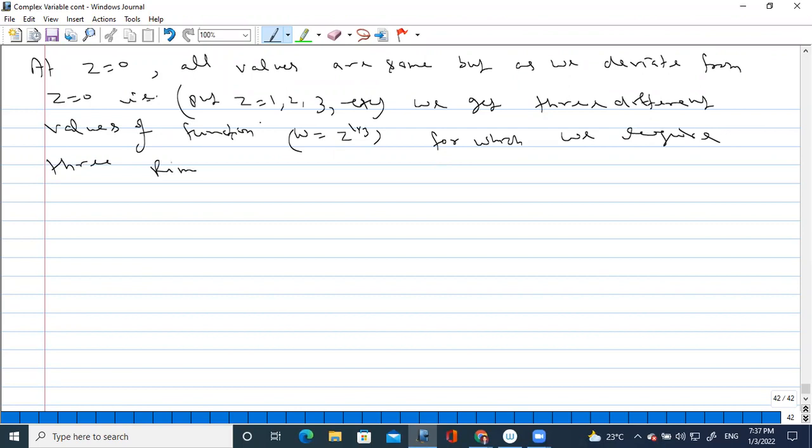because this z value can be 1, can be 2, can be 3. So we will get 3 R1 roots, R2 roots, or R3 roots. For all R1 roots, I need R1 seat. For all R2 roots, I need R2 seat. For all R3 roots, I need R3 seats, like this. So for which we require 3 Riemann seats. So only this much is about here. If you put z equal to 0, all values will become just a single value, and that is the same value of function.